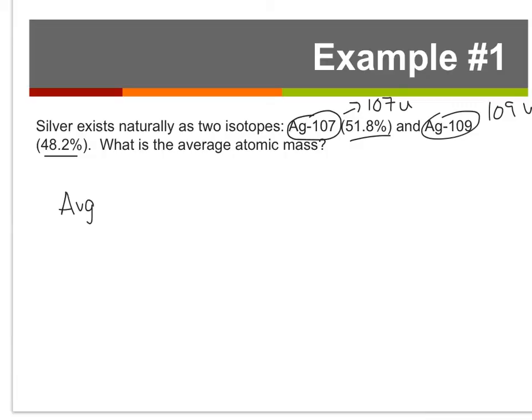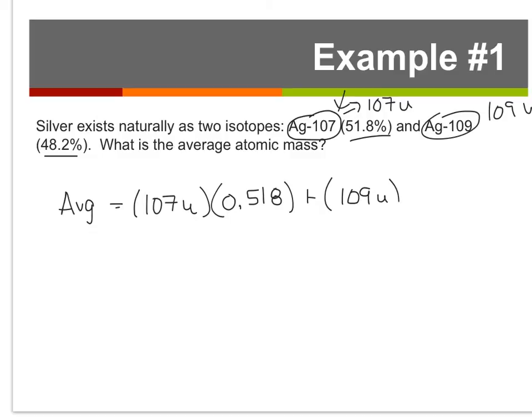So the average atomic mass is going to be equal to the first isotope, which has a mass of 107 U, or AMU, and we're going to multiply that by its relative abundance as a decimal. So as a decimal, it's going to be 0.518. And then we're going to add that to our second isotope, which has a mass of 109 U, and multiply that by its relative abundance, so 0.482.